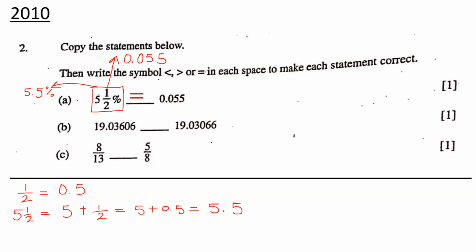We have 19.03606 and we have 19.03066. Let's start off with the tens place. We notice that 1 is in the tens place in both cases. And so it's fine. They are equal so far. And then for the ones place, we see that 9 is in the ones place for both of them. So far so good. They are still equal.